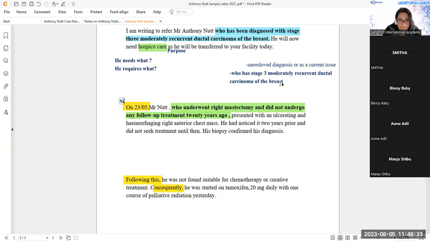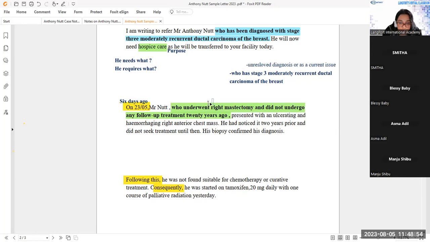One second. Instead of 23rd, 5th, you can say 6 days ago. If you are not comfortable writing the date, you can say 6 days ago, that's also fine. Or 6 days prior. Mr. Nutt, who underwent. So what happened?